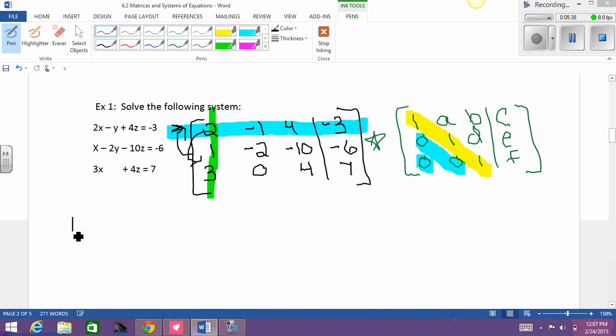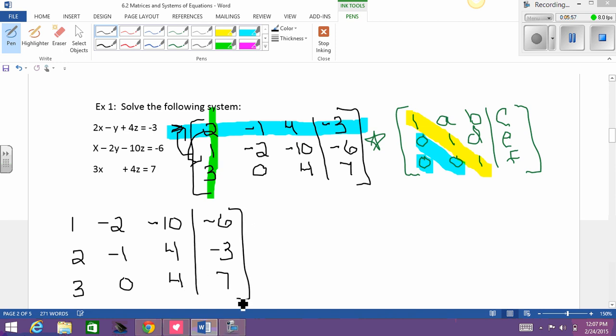So we want 1, negative 2, negative 10, negative 6. We want 2, negative 1, 4, negative 3, and then 3, 0, 4, 7. That's the matrix we want to start with, okay? So we switched 1 and 2. That was our first thing.